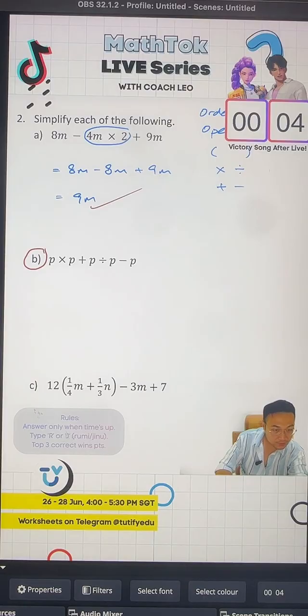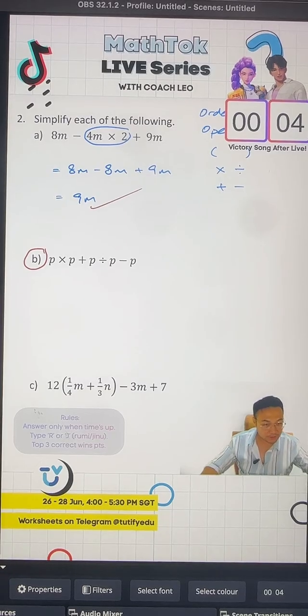Oliver, you did not type which team you're from, Rumi or Ginu. If you're a boy, you're from Team Ginu, type the letter J. If you're a girl, you're from Team Rumi, type the letter R. But Oliver, you got it correct.